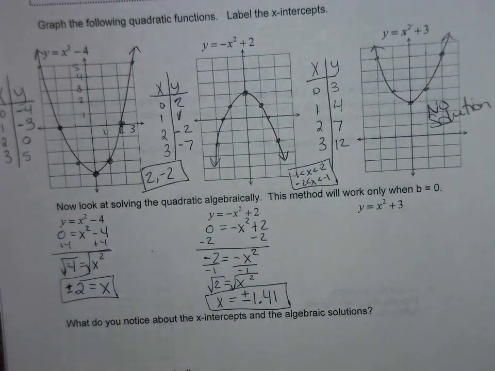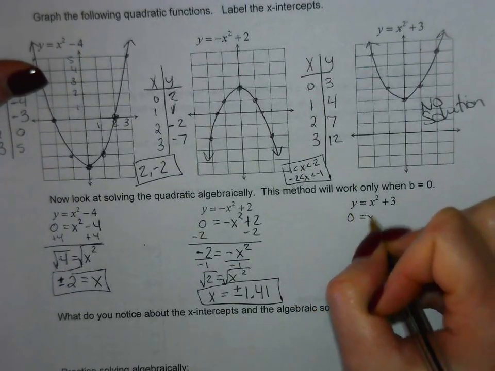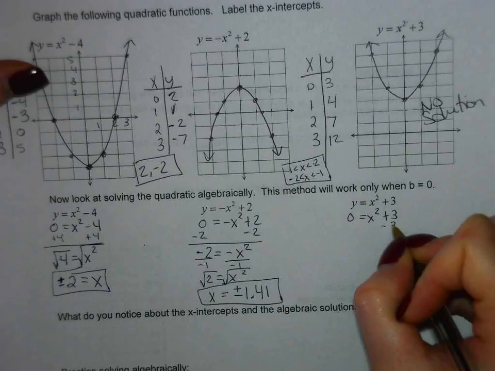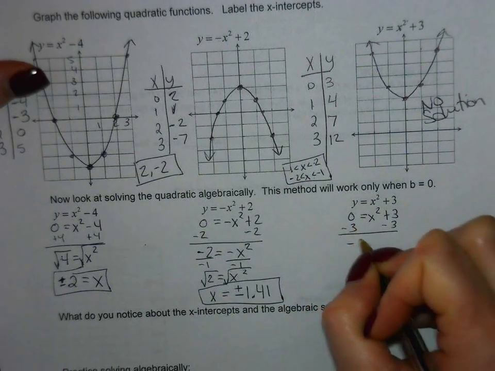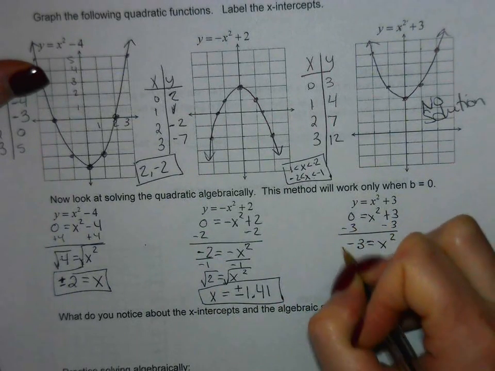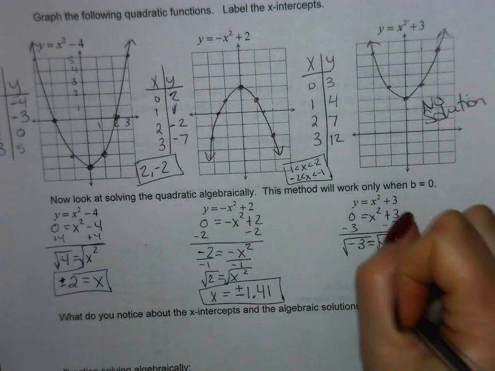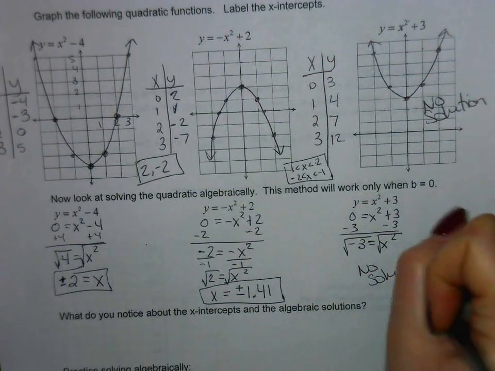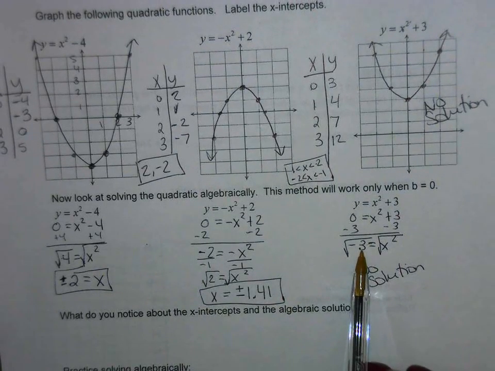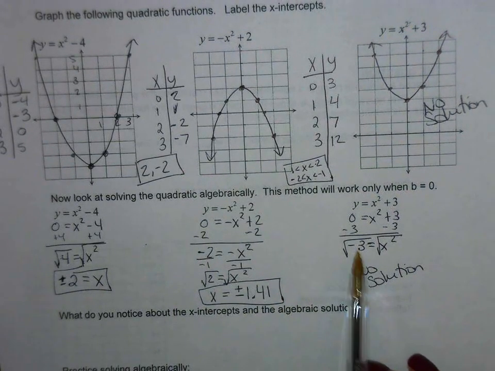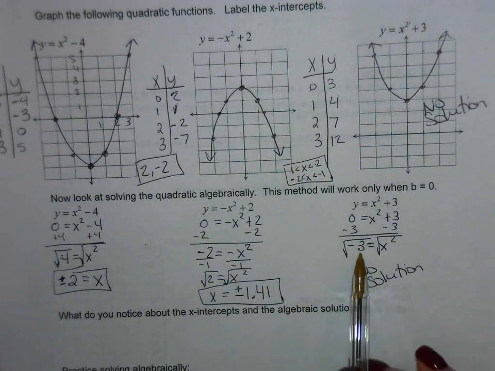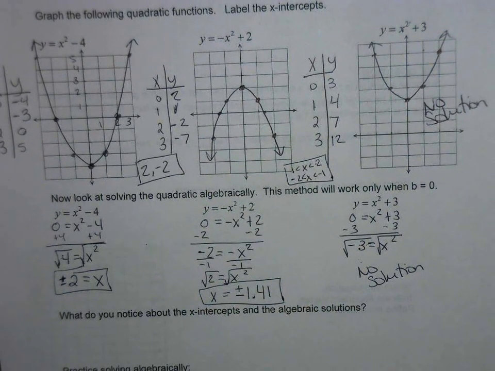So then our third one: 0 equals x squared plus 3. Subtract 3, so negative 3 equals x squared. Now when we square root this, there's going to be no solution, because there's no way we can take one number and multiply it by itself to get a negative number, because a positive times a positive is a positive, and a negative times a negative is also a positive.